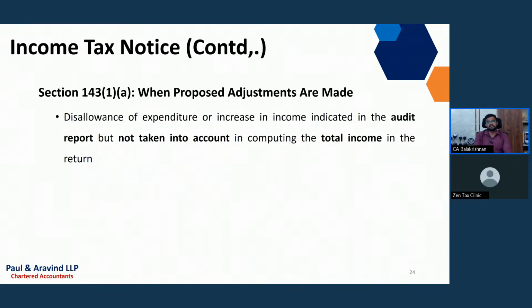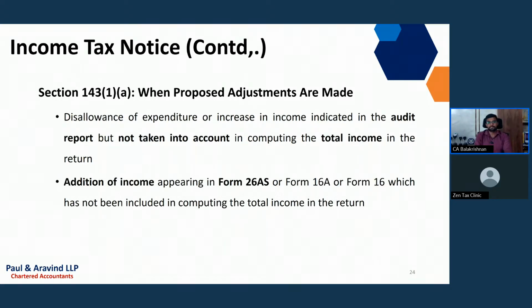And disallowance of expenditure or increase of income in the tax audit report. Generally, most assessees will get this adjustment notice because the tax auditor has reported in the tax audit report, and any incorrect reporting will definitely lead to the assessee getting a notice. So if the assessee gets a notice, we need to prefer an appeal, or otherwise we need to revise the tax audit report. Otherwise, the CPC will always process the return with these proposed adjustments only.